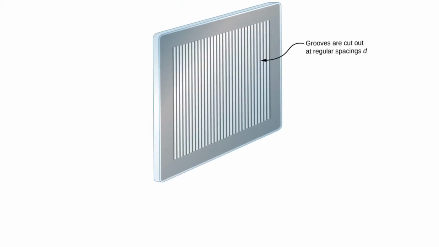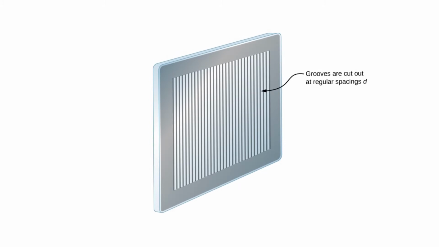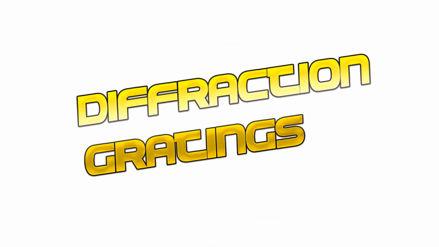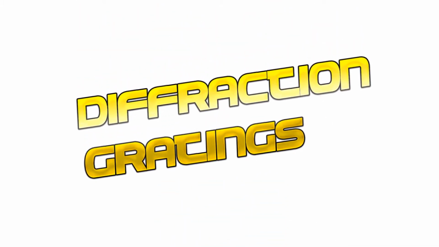What do you get if you take a piece of glass and rule parallel, evenly spaced grooves onto it? Well, you get something called a diffraction grating. And today's video is going to talk about these weird and wonderful little devices.